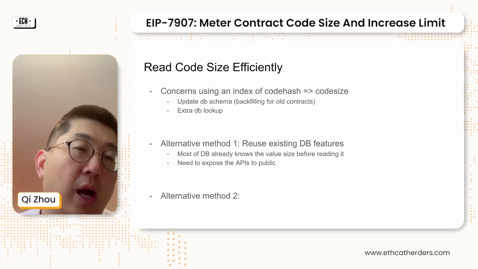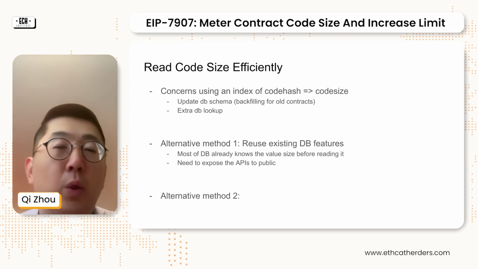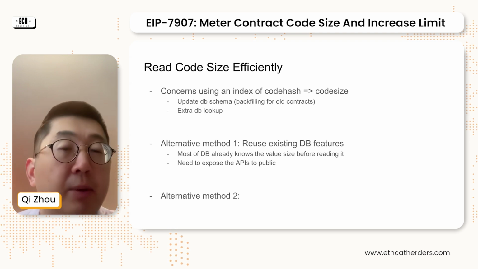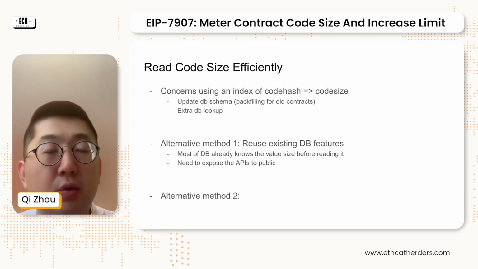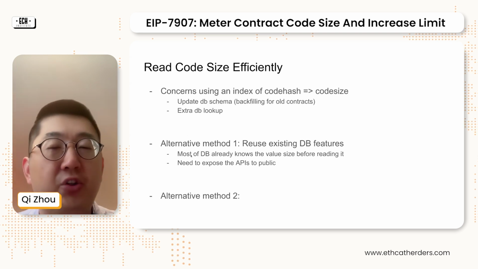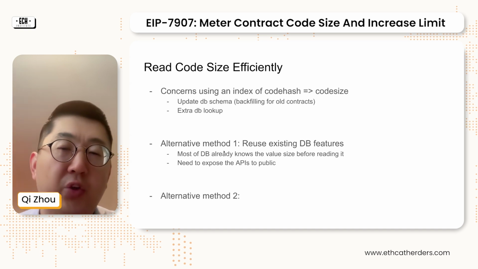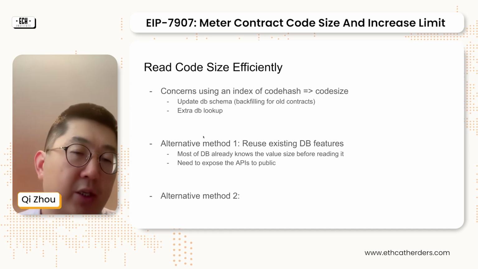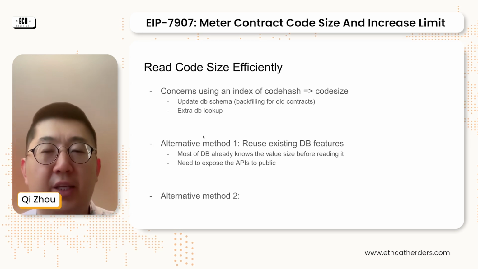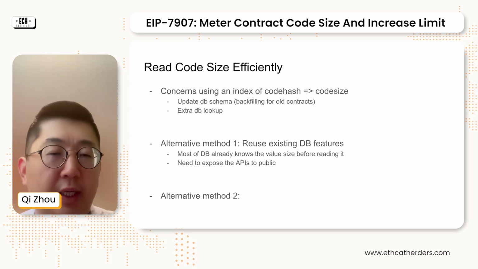And also it requires an actual DB lookup so that we can charge excess gas before we read the code from the database. So this creates a little bit of extra latency compared to the previous implementation. So we have two methods to try to read this code size efficiently. The first method is to reuse existing database features. Most databases already know the value size, that is the code size, before we actually read it.